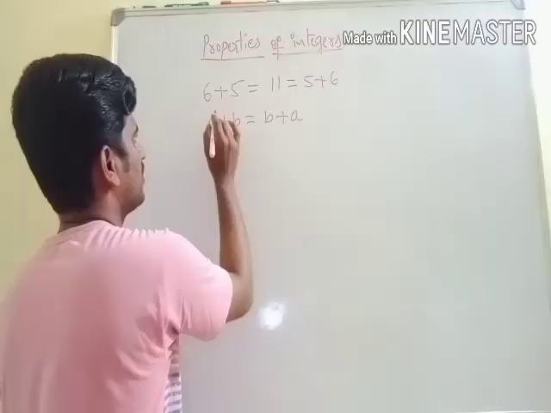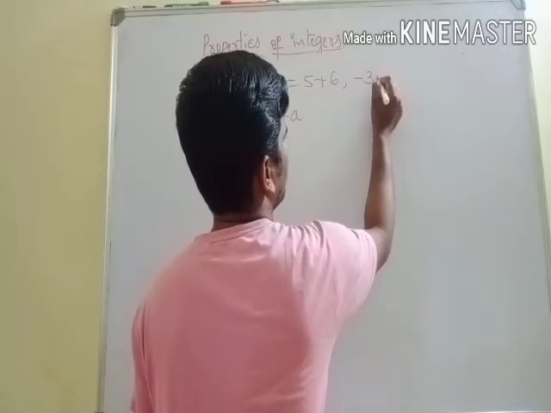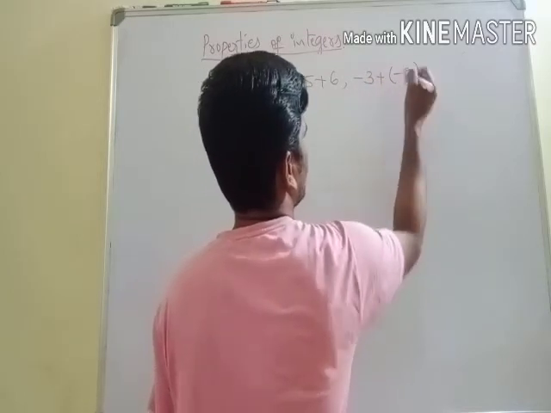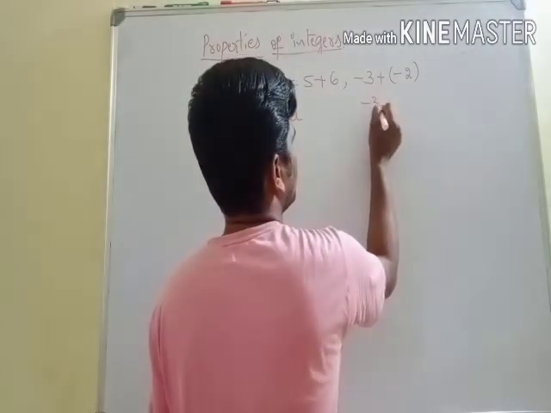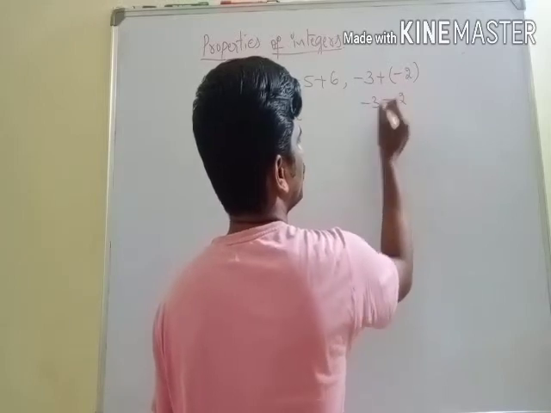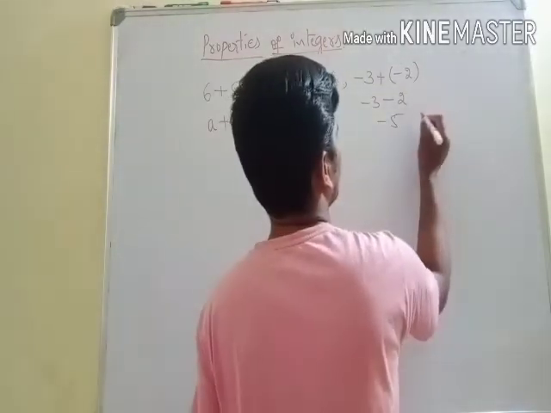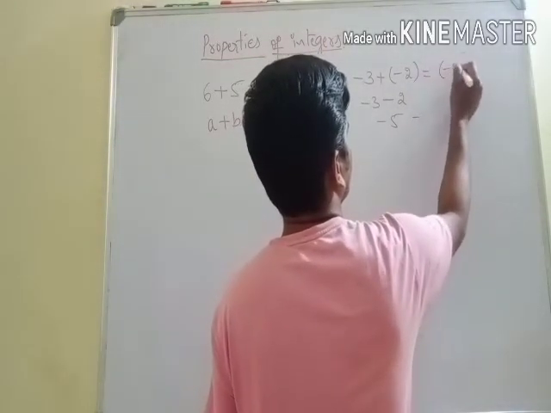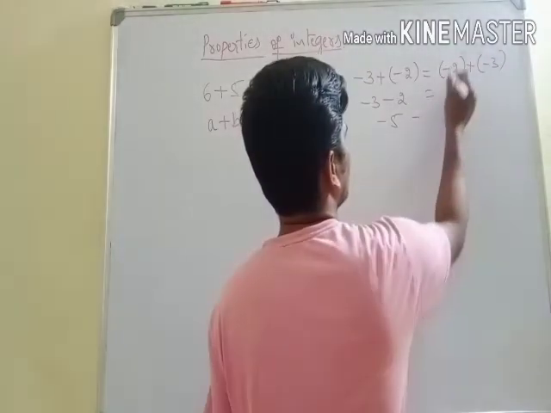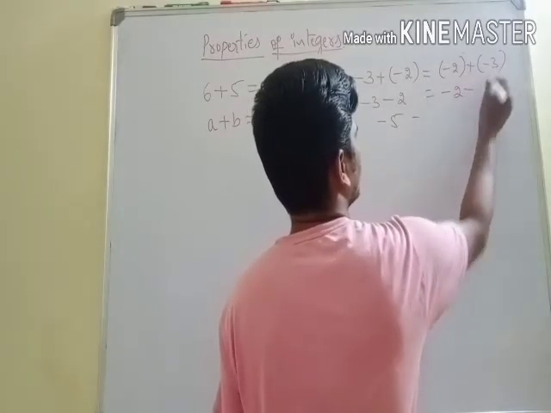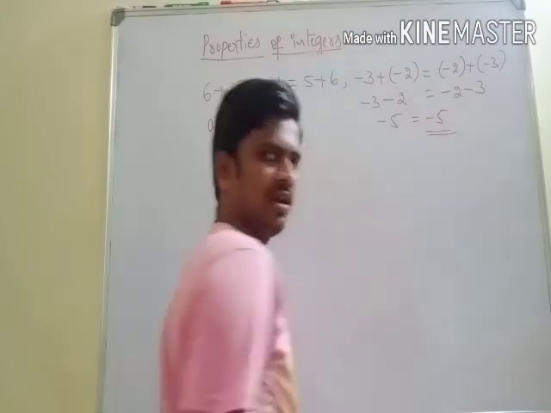Consider another example. Suppose minus 3 plus minus 2. Here I have considered two negative integers. This is minus 3 plus into minus 2, so its value is minus 5. Then we can write this as minus 2 plus minus 3, which is minus 2 minus 3. How much? That is minus 5. Both are the same.